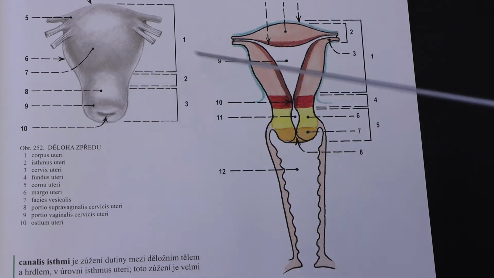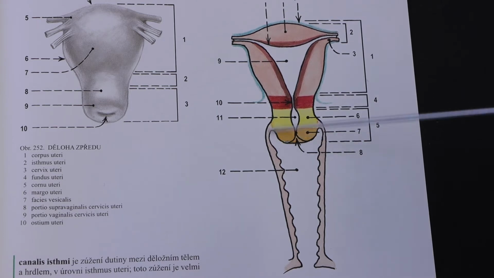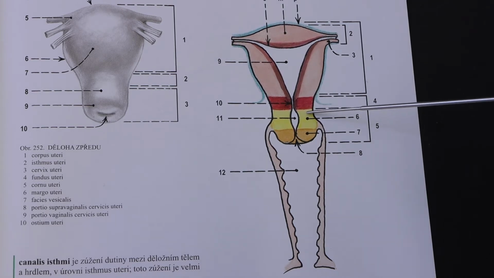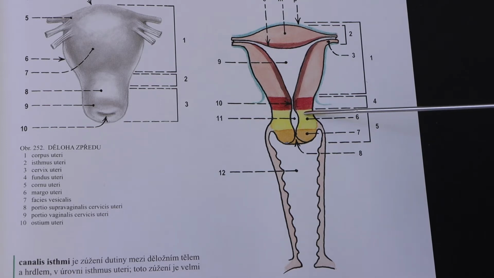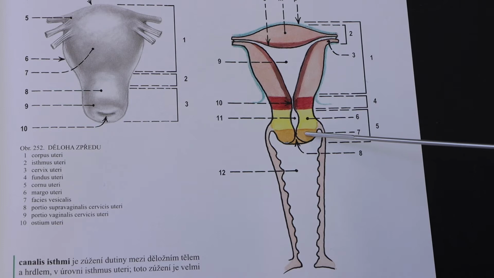The isthmus is the place between the body and the cervix, and its length is approximately 1 centimeter. The uterus is wide in the anteroposterior direction, and is located inside the lesser pelvis. The cervical part of the uterus has two parts, according to the position of the vagina. The part not covered by the vagina is called the supravaginal portion of the cervix, and the part covered by the fornix of the vagina is called the vaginal portion of the uterus.